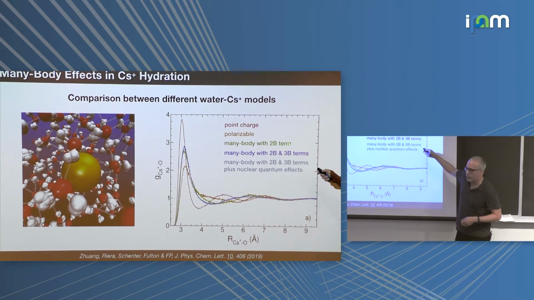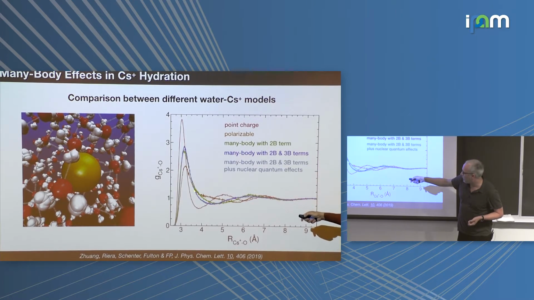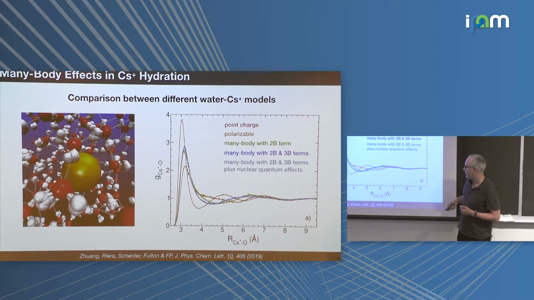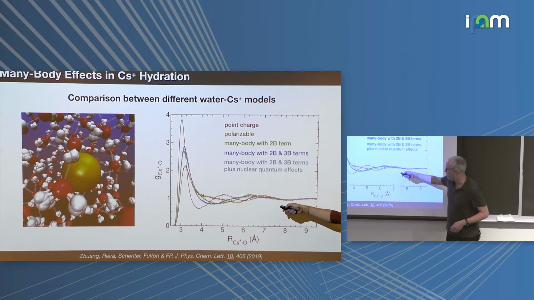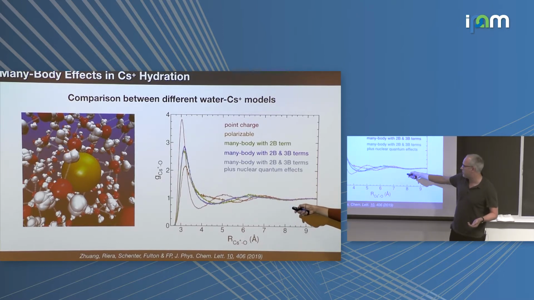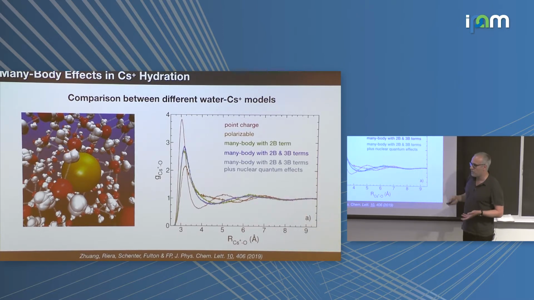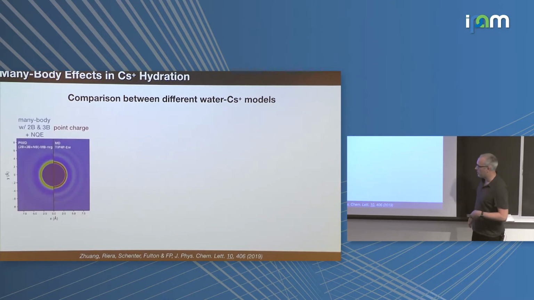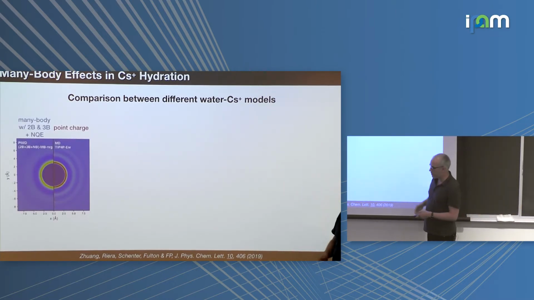I put back the two-body correction, and now I recover a well-defined second shell, but very different from what I got in the classical force field. I add three-body, I make this second shell even more pronounced. And I do path-integral molecular dynamics simulations, and there are small differences here and here. Okay, there are differences. Is this meaningful? Are we learning something? Well, we can look at the hydration shell.